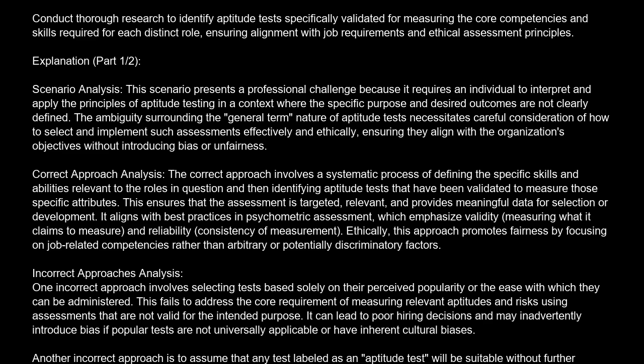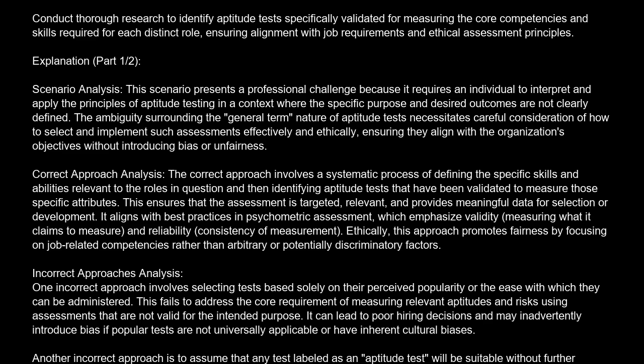Correct approach analysis. The correct approach involves a systematic process of defining the specific skills and abilities relevant to the roles in question, and then identifying aptitude tests that have been validated to measure those specific attributes. This ensures that the assessment is targeted, relevant, and provides meaningful data for selection or development. It aligns with best practices in psychometric assessment, which emphasize validity, measuring what it claims to measure, and reliability, consistency of measurement. Ethically, this approach promotes fairness by focusing on job-related competencies rather than arbitrary or potentially discriminatory factors.